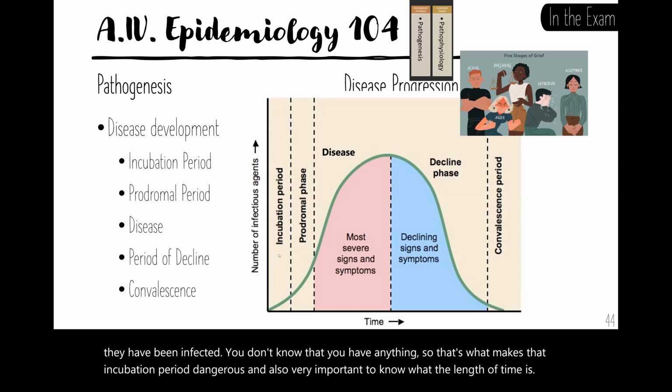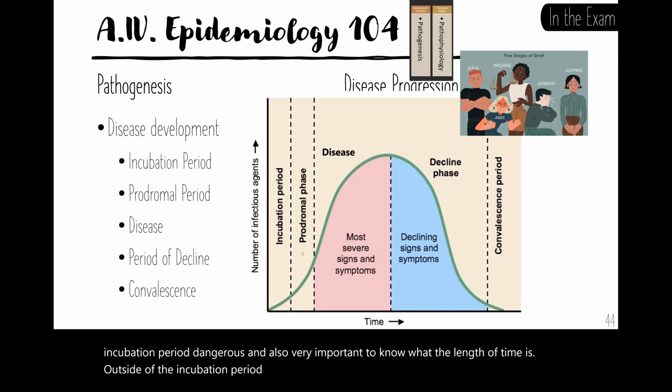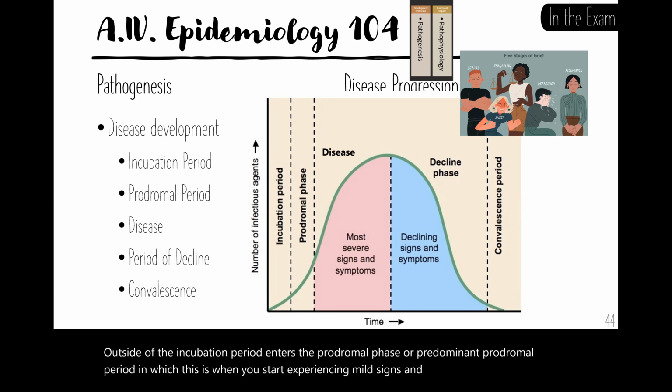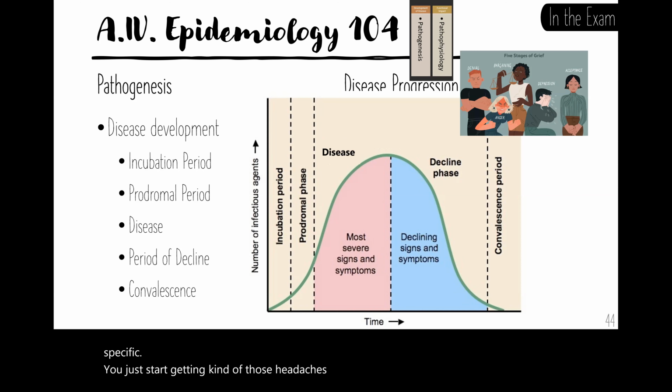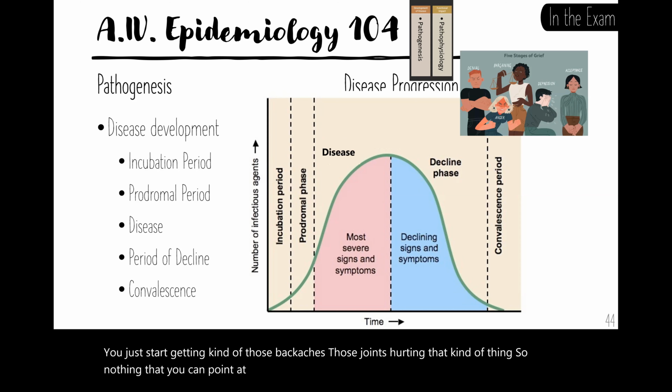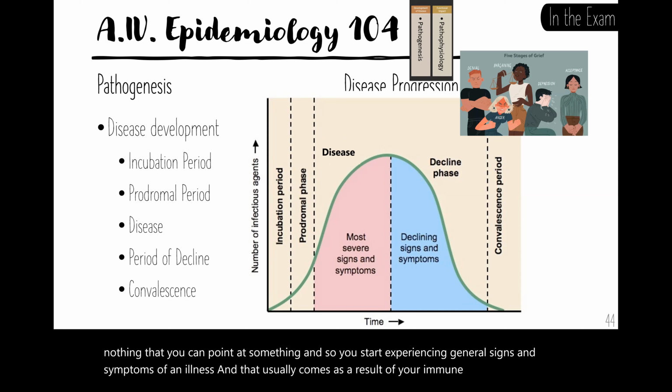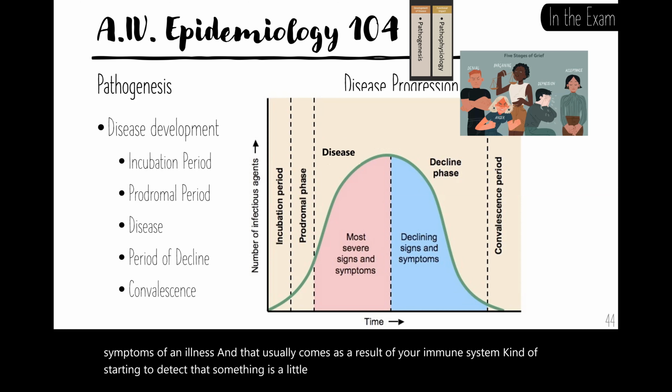Now, outside of the incubation period enters the prodromal phase or prodromal period, in which this is when you start experiencing mild signs and symptoms. They're not very specific. You just start getting those headaches, those backaches, those joints hurting, that kind of thing. So nothing that you can point at something. And so you start experiencing general signs and symptoms of an illness, okay? And that usually comes as a result of your immune system starting to detect that something's a little off. And so you detect things like fevers and pains and soreness, that kind of thing. That's where this all starts. That's what the prodromal period is.